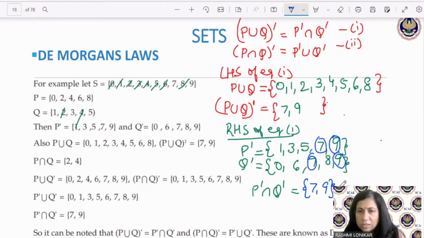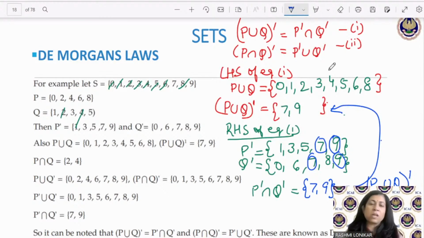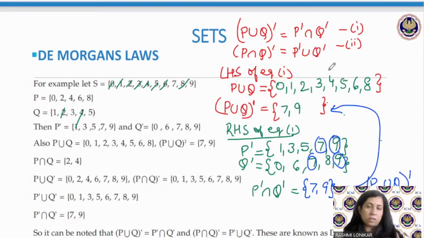And can you see this is equal to this? So this is equal to P union Q complement. So the De Morgan law is that P union Q complement is equal to P complement intersection Q complement. Okay. And the same way I can also prove this second equation also. P intersection Q complement will be equal to P complement union Q complement.